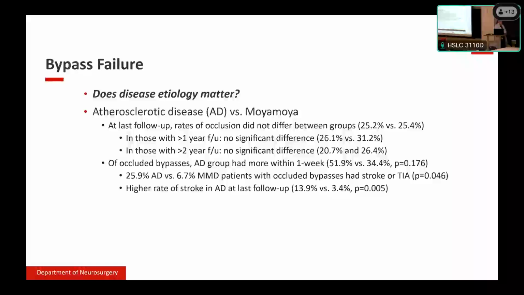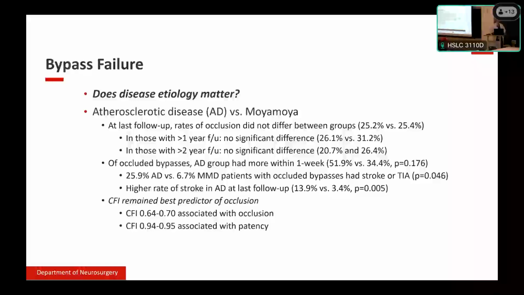Now, of the bypasses that occluded, atherosclerotic disease did have more occlusions within 1 week, but that was actually not significant. And then also looking at patients with atherosclerotic disease, the ones that did occlude tended to be more symptomatic, and that was significant, that they had stroke or TIA once they occluded. And there was a higher rate of stroke in those patients with ICAD at last follow-up, which are not necessarily surprising findings, but that's what our data told us.